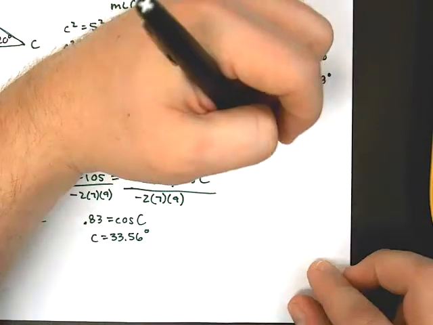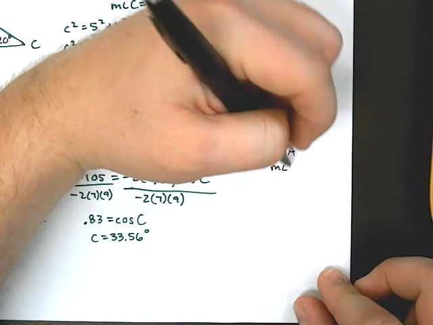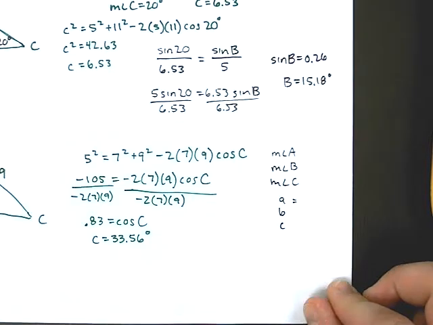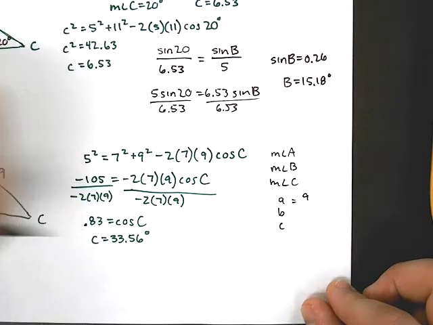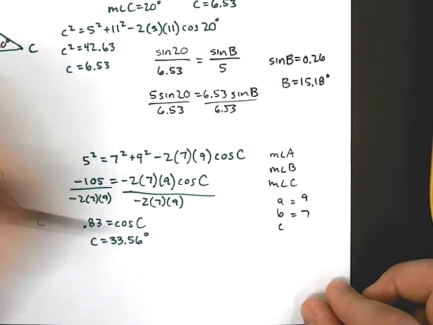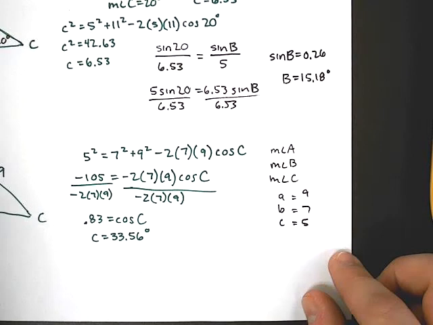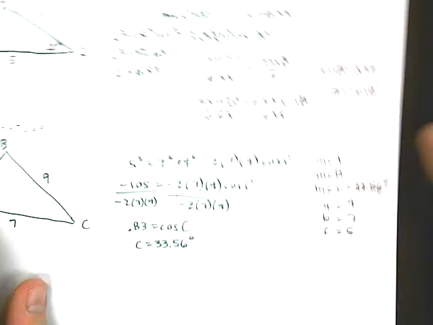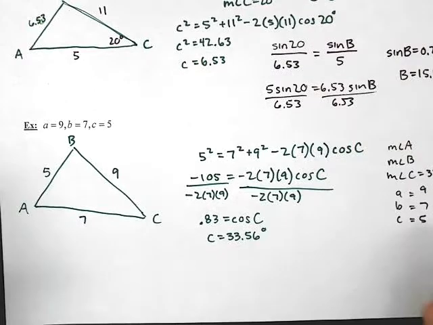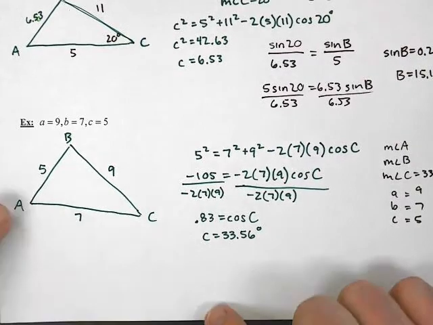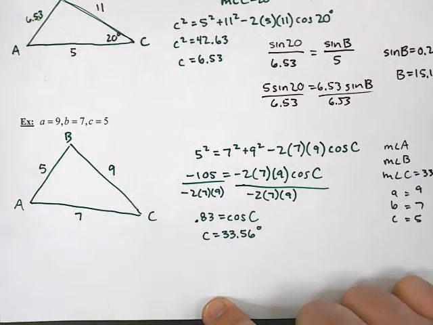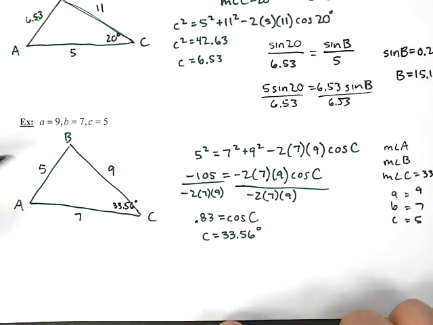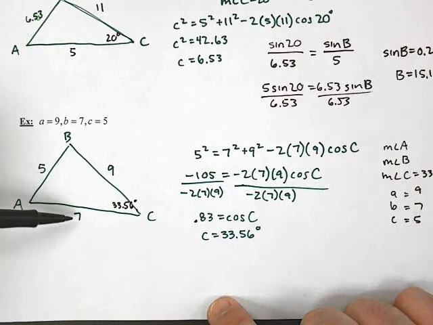I probably should have already made a list. My bad, guys. I'm going to have to go down here. So measure of angle A, measure of angle B, measure of angle C. And we knew A was 9, B was 7, C was 5, and now we have angle C is 33.56 degrees. Well, now we're going to go in order again, smallest to biggest. So what's going to be our next smallest angle? Well, we just found angle C, which was across from the smallest side, which means I need to get angle B next because it's across from the next smallest side.